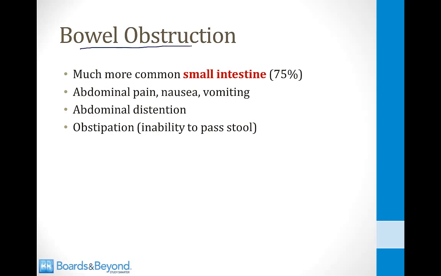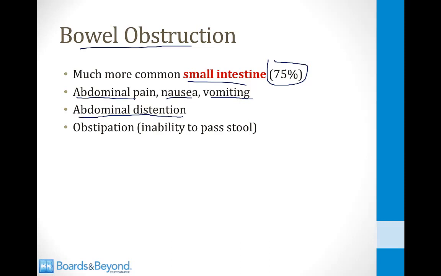We've talked about bowel obstruction a few times in this module, but let's talk about it in more detail now. So a bowel obstruction is much more common in the small intestine. About 75% of bowel obstructions occur in the small intestine. They present as abdominal pain with nausea and vomiting, and the vomiting occurs because the bowel lumen is obstructed, so contents back up into the stomach and the patient vomits. The abdomen will be distended. If you ever meet patients with a bowel obstruction, they have a large distended abdomen from all the air-filled loops of bowel inside their abdomen.